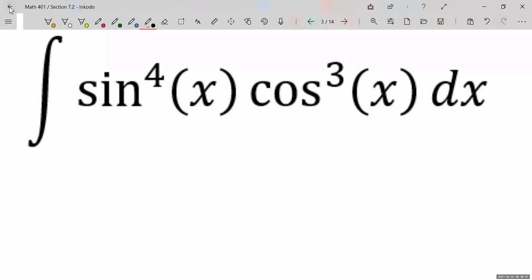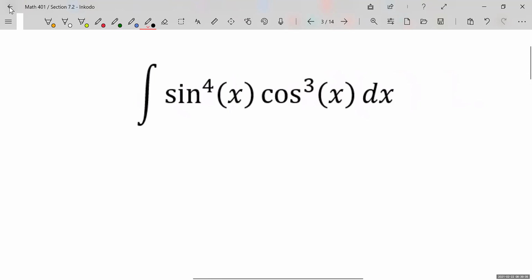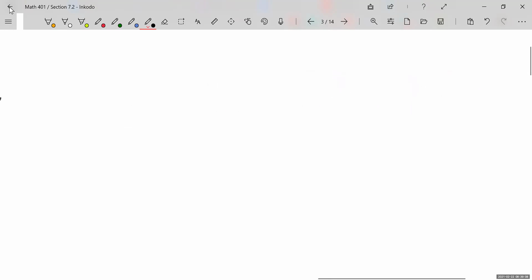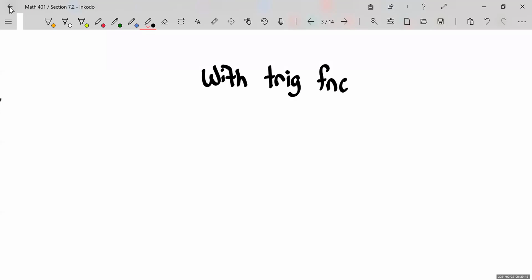So when you're deciding which one to do, and if you read the textbook, the author gives you kind of an if this, then that situation, where he basically gives you a bunch of steps. I don't like to follow that. I would rather state something like, with trig functions, even powers are very desirable.